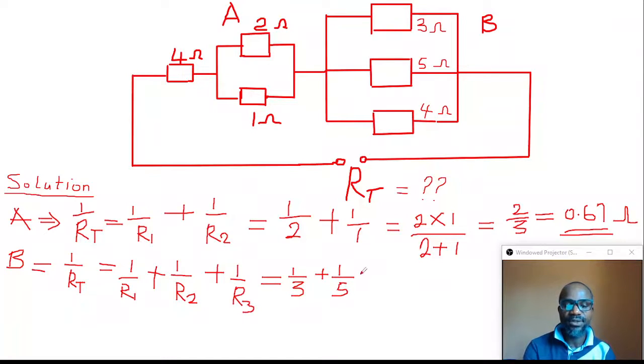The next one is going to be 1 over R3, representing 1 all over 4. Great. So we have succeeded in substituting all the numbers in section B of resistors connected in series. Good. We have done that.